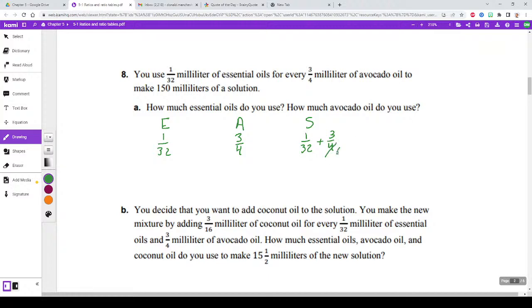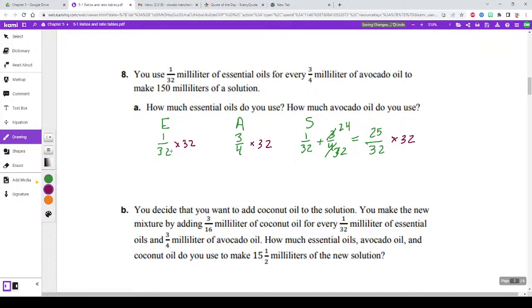3/4, we're going to get a common denominator of 32, so we're going to multiply the top and bottom by 8. And so we find that when you combine your essential oils and your avocado oils, you're going to have 25/32 of a milliliter. Now these numbers are not easy to use, so we're going to get rid of the denominators by multiplying through by 32. So this gets multiplied by 32, this gets multiplied by 32, and this gets multiplied by 32.